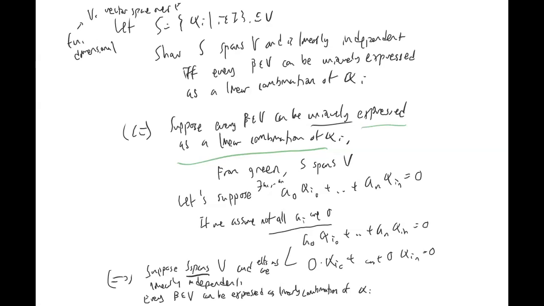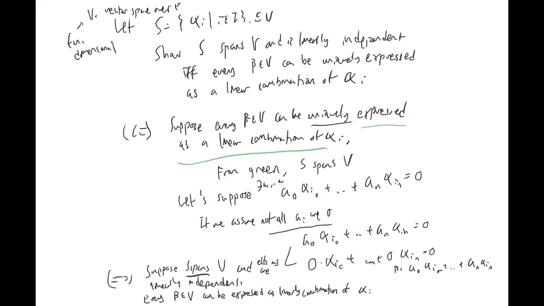So from here, how do I say this? From here, I want to say, well, suppose it can't be uniquely expressed. Suppose there are two ways to express beta. So beta is a0 alpha i0 plus, and so on, plus an alpha in.